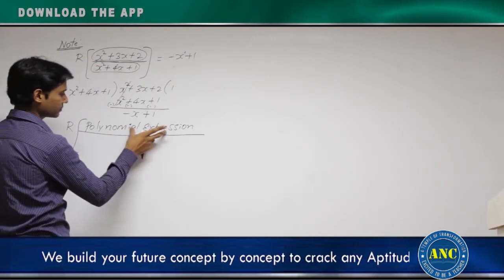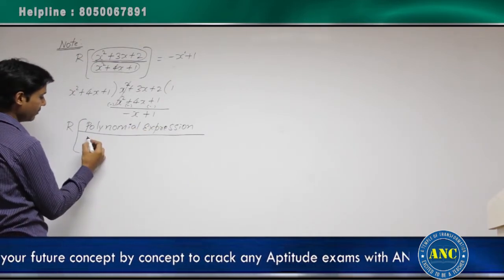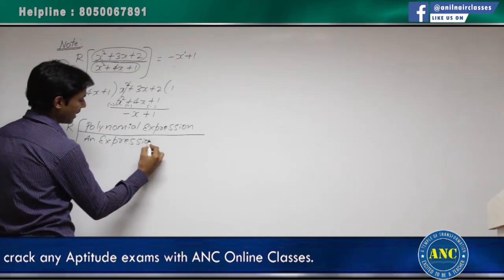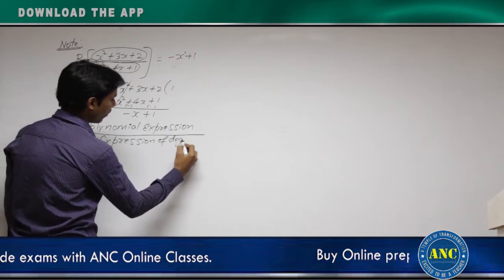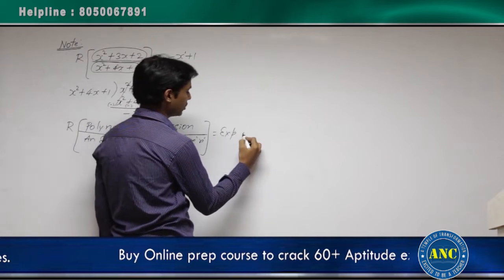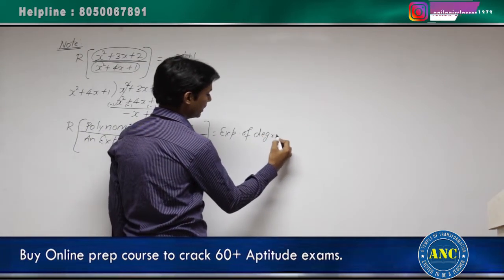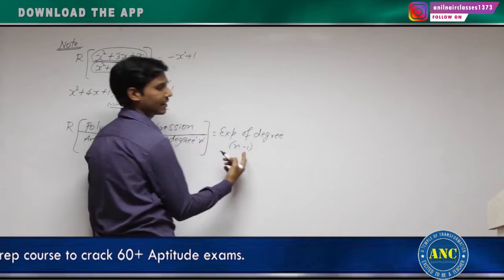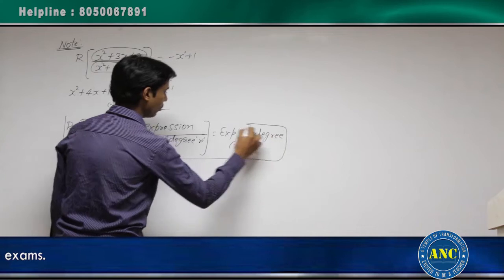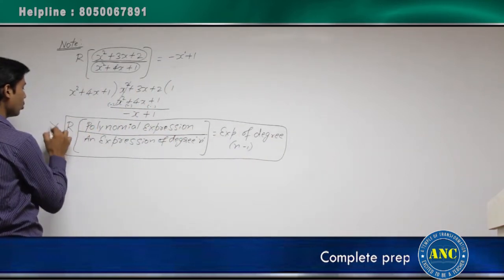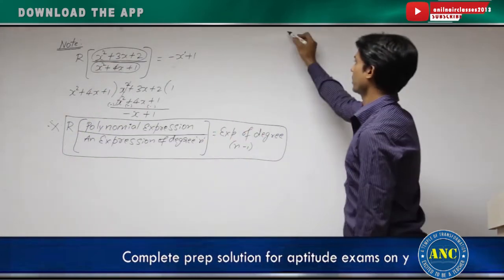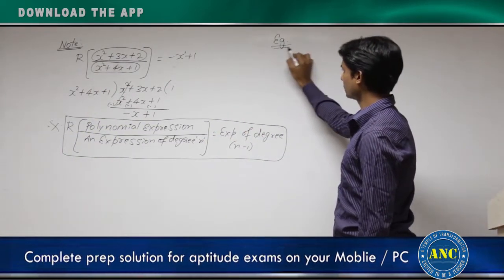Similarly, remainder when a polynomial expression is divided by an expression of degree n, your possible remainder will be an expression of degree n minus 1 or even lesser than that, right? This is very important. Now, if you observe this carefully, this is not only in case of algebra. Even if you take the number system, this rule is still applicable.